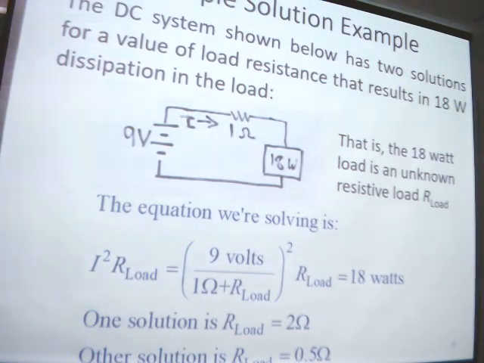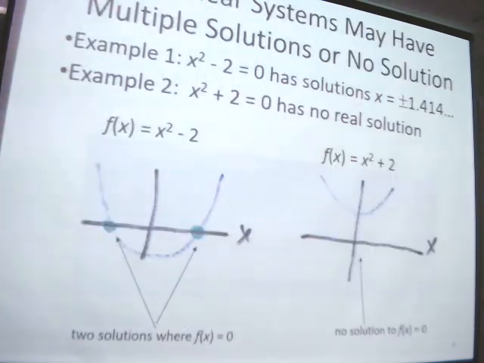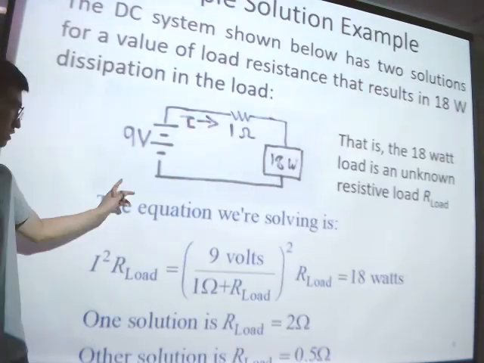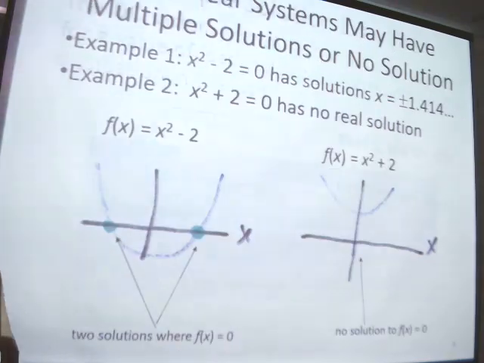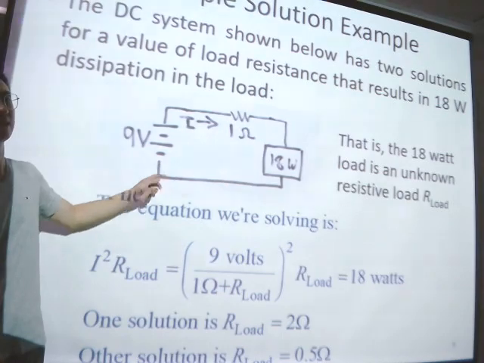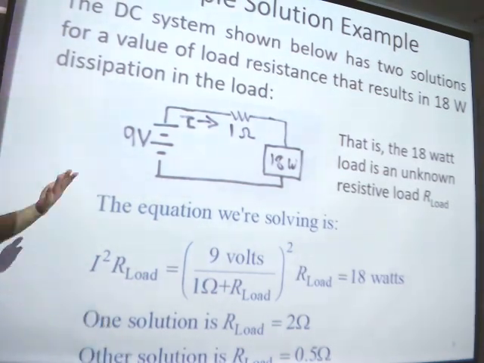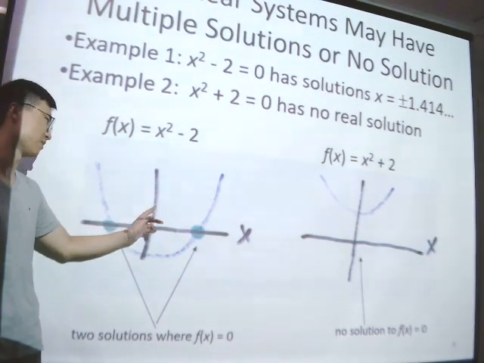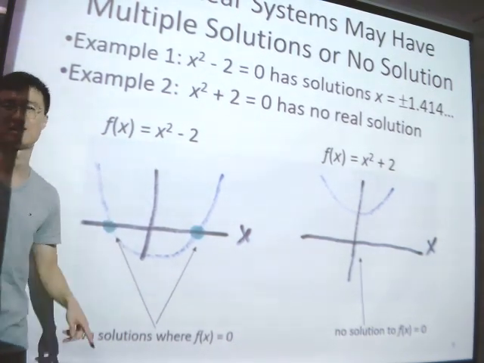And if I use P equals VI, then I equals P over 9. Of course, one current is 2 amperes and the other is 9 amperes, because we have 2 solutions, just as in the examples here. Because this is a curve with this shape, there will be 2 solutions, since it's a nonlinear system. For a linear system, there will be a straight line, so there will be only 1 solution.